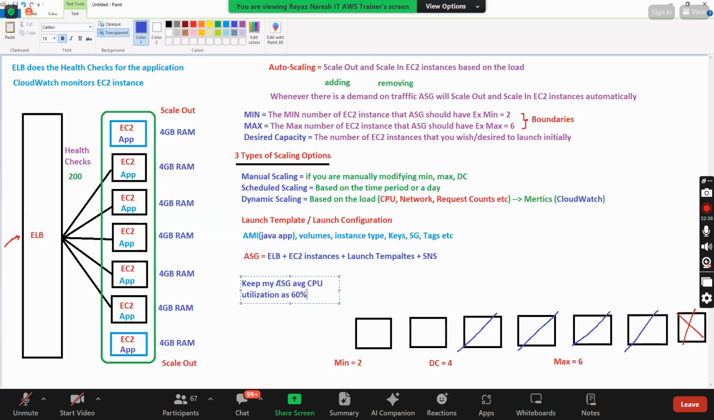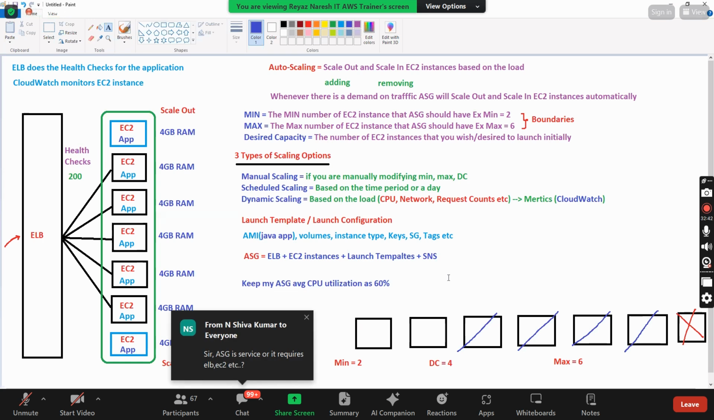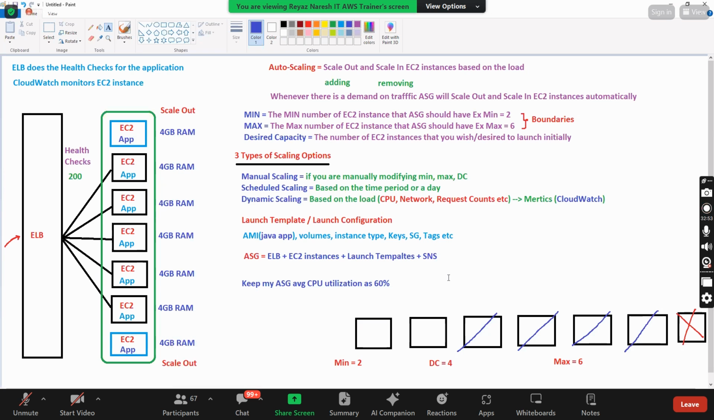You just need to tell the auto scaling group to keep the average CPU utilization at 60% or 70, 80, depending on requirement. And automatically it will take care. Is auto scaling group a separate service, or does it require an ELB, EC2, and all these things? Auto scaling group is a feature in the EC2 service. It's not a separate service.